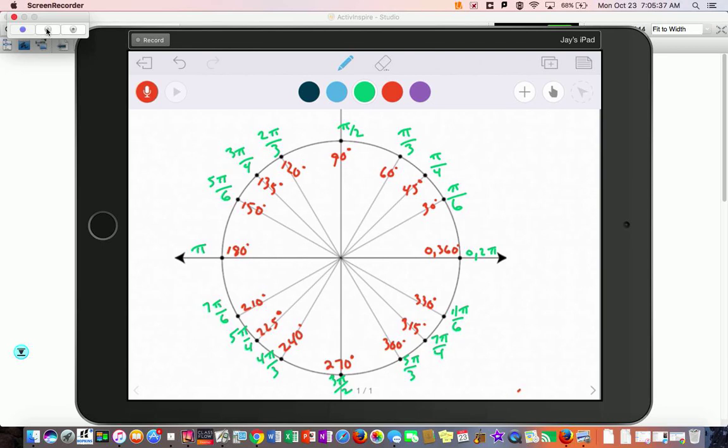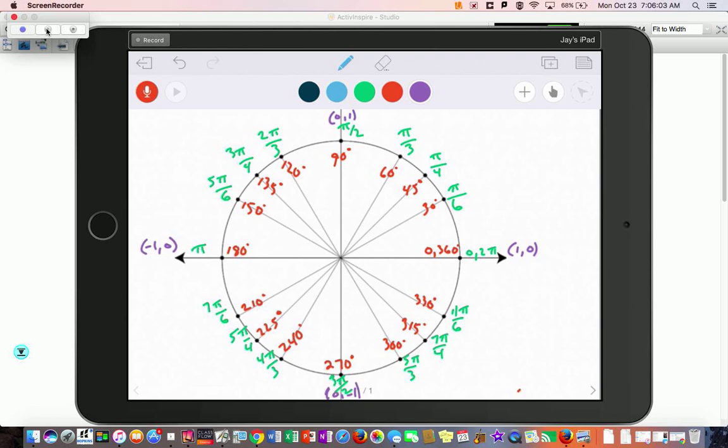Now when we do the ordered pairs, we did the ones up above. Going to the right, my x would be 1 and my y would be 0. Going up, my x is 0, my y is 1. Going left, negative 1, 0. And then at the bottom, try to squish it in here, 0, negative 1.